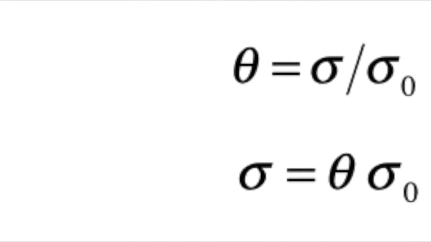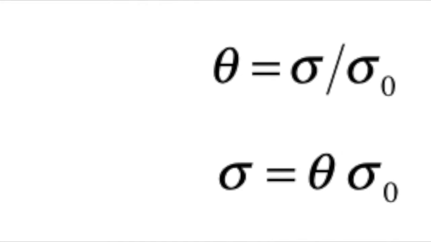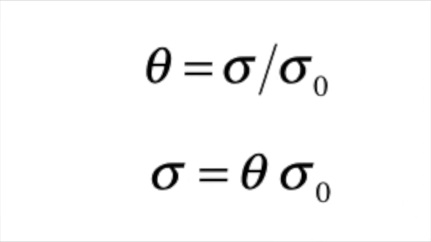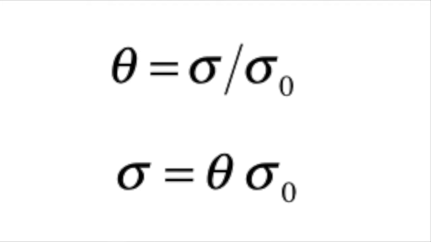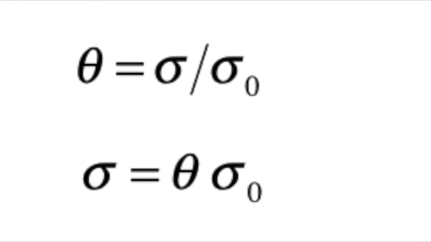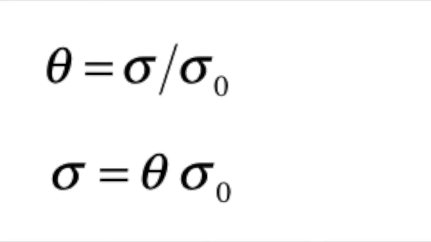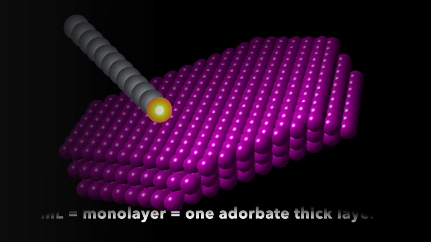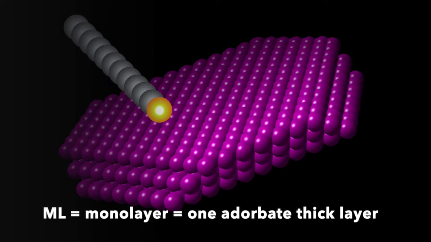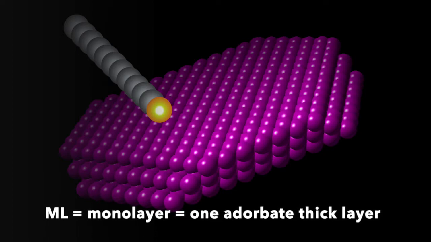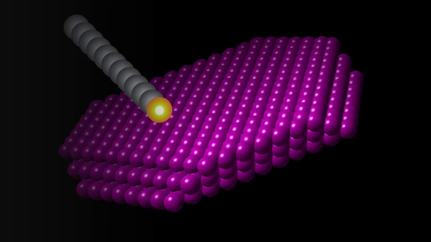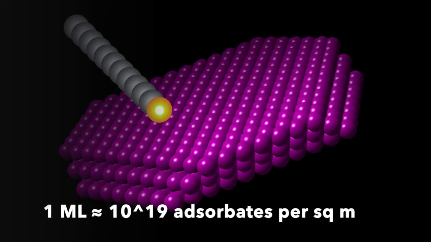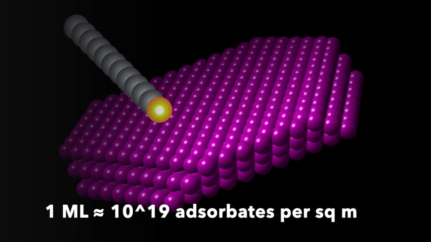Note that sigma naught is either the total number of sites or the total number of surface atoms per unit area. Both definitions are used, so pay attention to the context of how sigma naught is defined. The fractional coverage is often referred to in units of monolayers, or ML. A monolayer is a layer that is one adsorbate thick, and for most small molecules, that takes about 10 to the 19th molecules per square meter to form a monolayer.